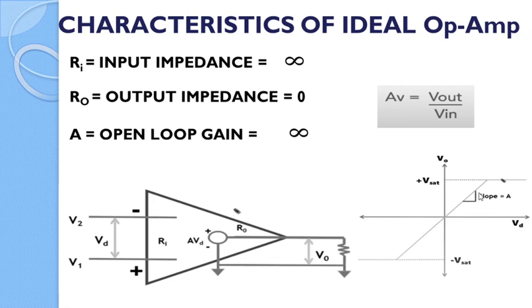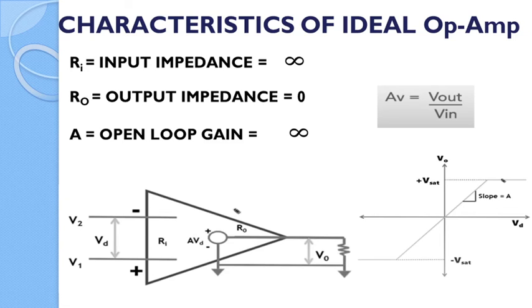It increases linearly: whenever VD increases, V naught also increases, and at one point of time V out gets saturated. So there is no option for V naught to be infinity. What may be the other option? It is VD. The value of VD should go to 0 in this case. When the open loop gain is infinity, the input voltage is 0. VD is 0 means V1 and V2 are the same. That is what the characteristic says.